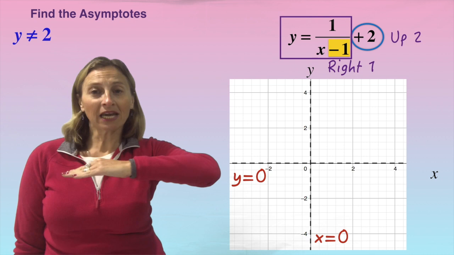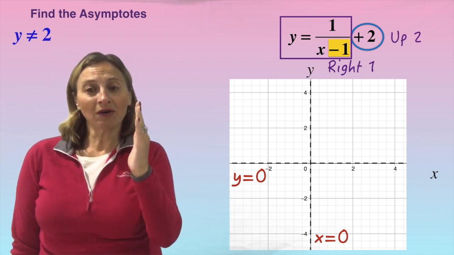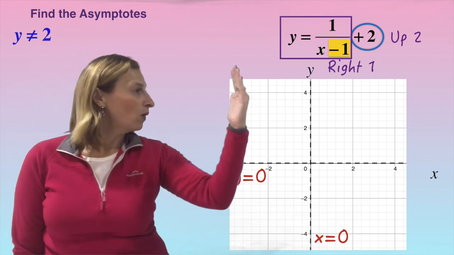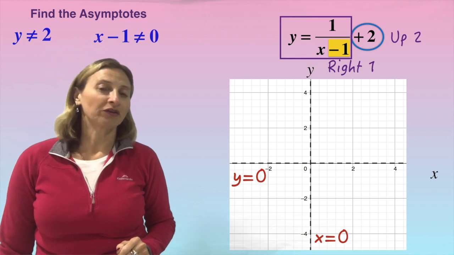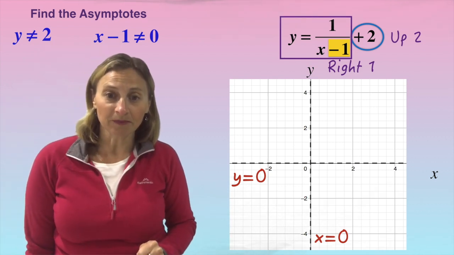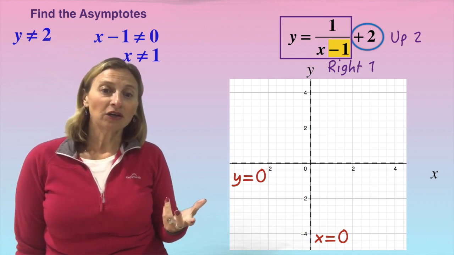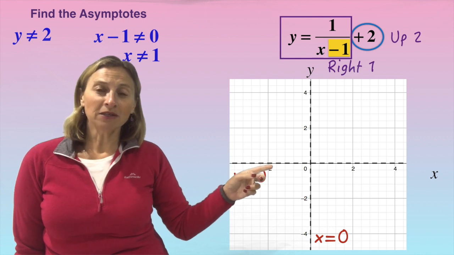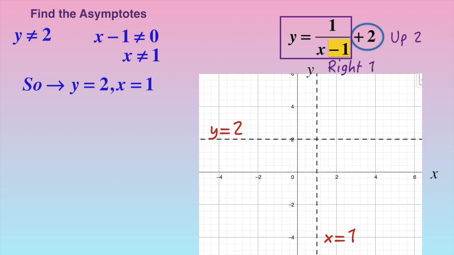So I know that y can't equal 2 because the whole graph has gone up 2. And I know that the graph has moved to the right 1. I know that the denominator can't equal 0 because I can't have 1 over 0. So I know that x minus 1 can't equal 0. So x can't equal 1. So what are the asymptotes going to be? They are going to be y equals 2 and x equals 1. So I want to plot those asymptotes first. There's my dotted lines. I've plotted the asymptotes.